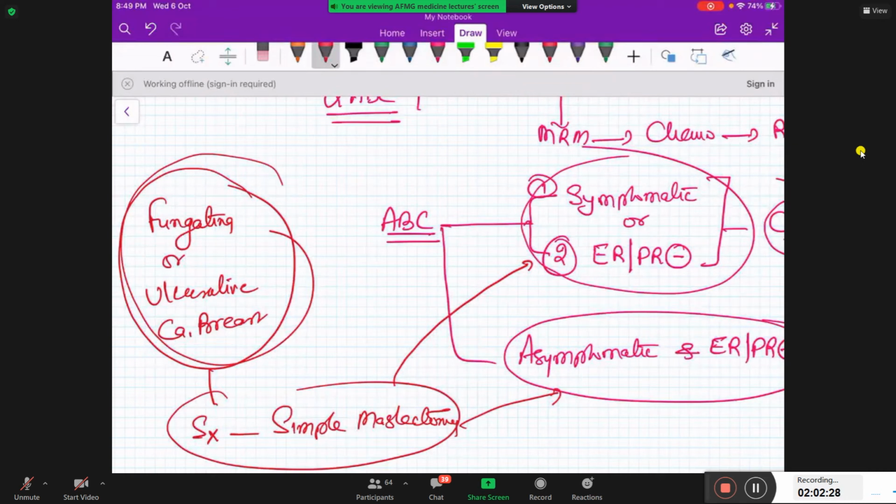Question goes like this. Patient comes to you with a 4 centimeter lump in the breast with ipsilateral mobile axillary lymph node, found to have invasive ductal carcinoma on true-cut biopsy, which is ER, PR positive.